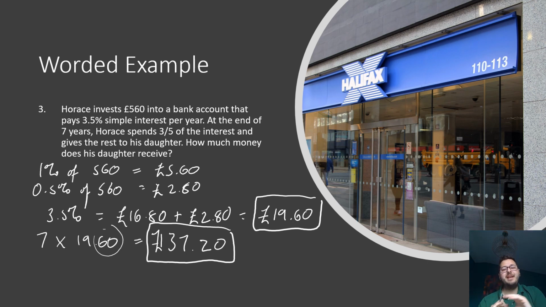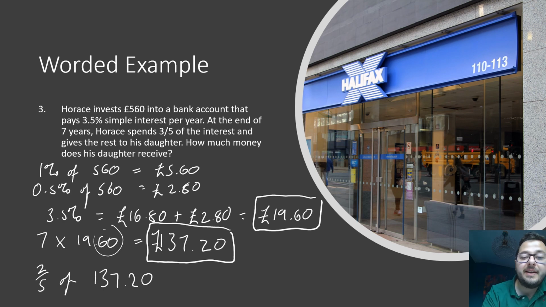Then it says he spends 3/5 of the interest and gives the rest to his daughter. How much money does his daughter receive? If he spends 3 out of 5, then 2 out of 5 is going to his daughter, because 3 plus 2 makes the 5. So we want 2/5 of £137.20. Let's work out 1/5. I'm going to use the bus stop method here.